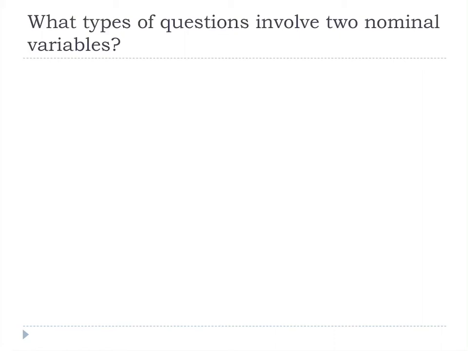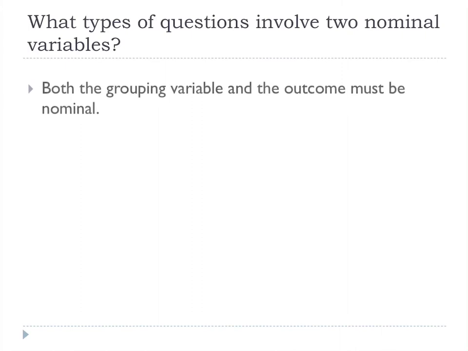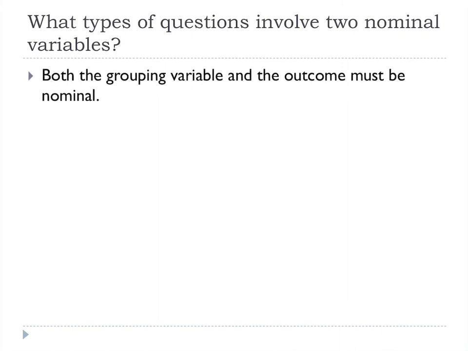Okay, so what kinds of questions involve two nominal variables? So both the grouping variable and the outcome variable must be nominal. So first of all, I'm going to pause the video and try to think what kind of a question involves two different groups of people that are having some kind of an outcome that's an either or, where they come out as this or this or this.